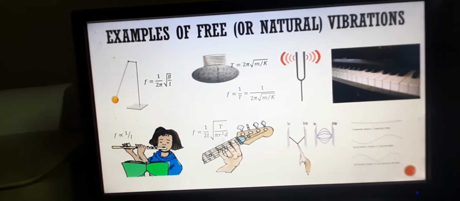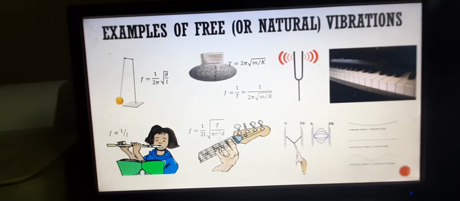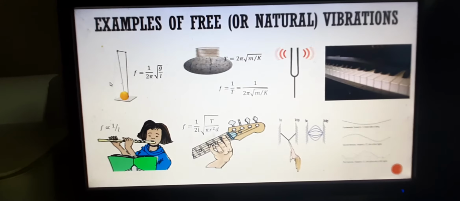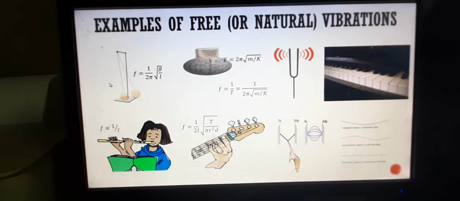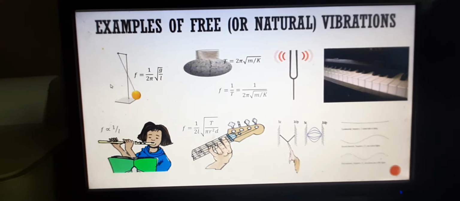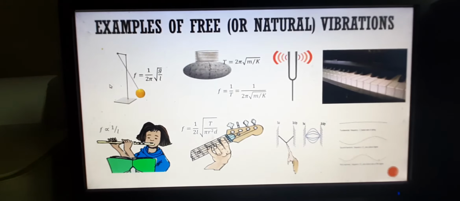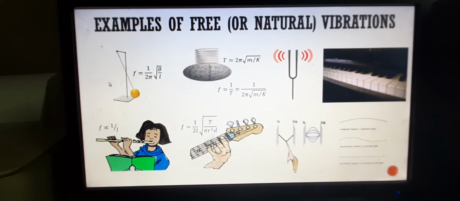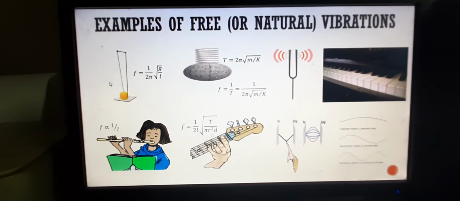Here there are some examples of natural vibration. Okay, very beautifully shown here. See, the pendulum is vibrating. So when a pendulum vibrates, okay, you can see what is the formula given for the frequency. f is equal to 1 by 2π times the square root of g by L.